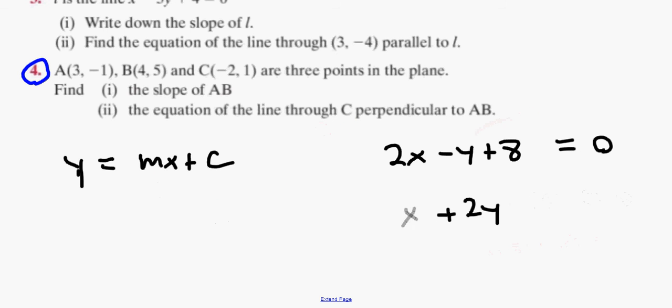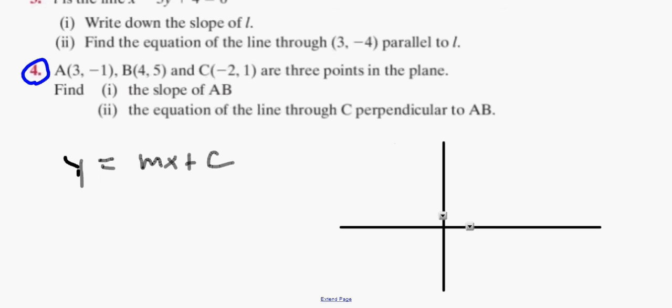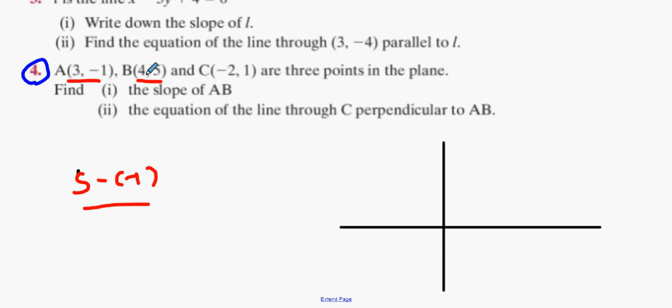Somebody get me the slope of AB really quickly. Smart lads. Come on. Slope of AB really quickly. 5 minus 1 all divided by 4 minus 3. That's your x1, y1, that's your x2, y2. And we get 6 over 1. Slope of 6, right?